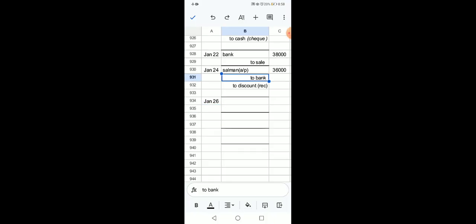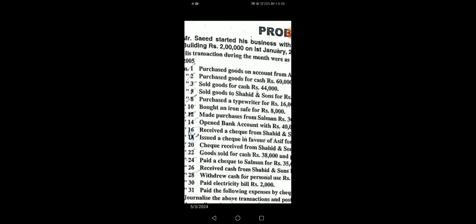I was thinking about whether you have paid Salman by check. I was worried that we might have written cash, but thankfully we have already mentioned bank because of the check. While just opposite to the check, we are receiving cash from our customer, received cash from Shahid. In full settlement is also mentioned.